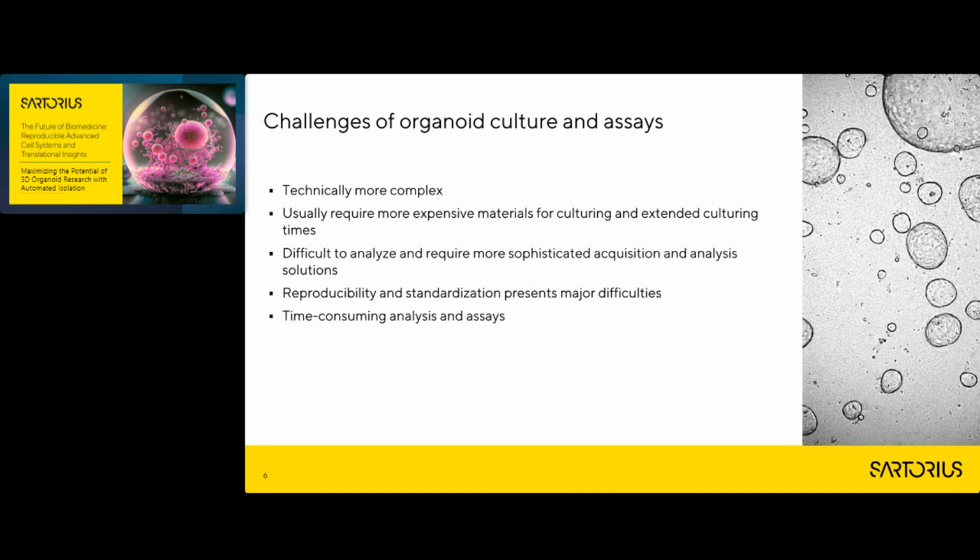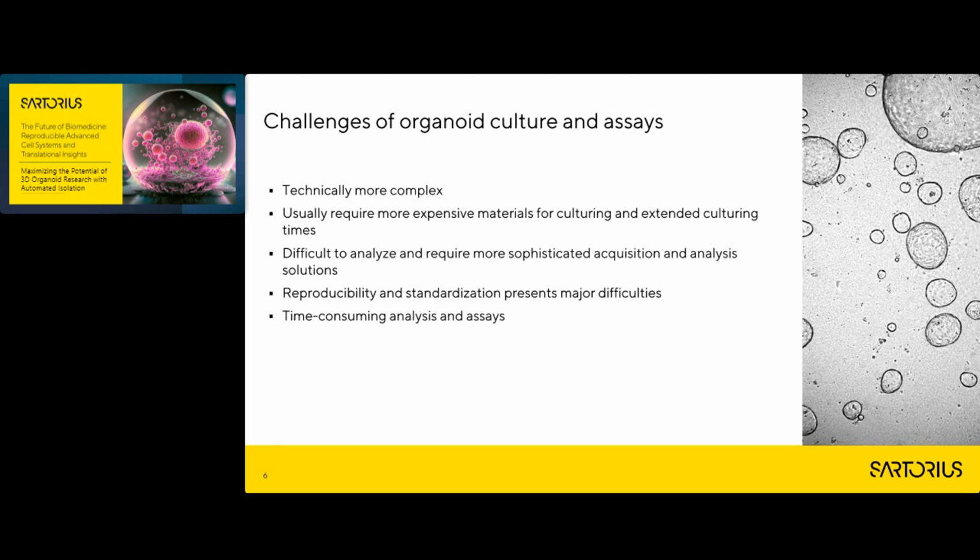And organoids typically require more expensive materials for culturing and extended culturing times. This can increase the costs and duration of experiments, potentially limiting the testing of multiple conditions. Also, analyzing organoids can be challenging and often requires more sophisticated acquisition and analysis solutions. Unlike 2D cell cultures, which can be easily observed under a microscope, organoids are three-dimensional structures that require more advanced imaging techniques for visualization, selection, and analyses.